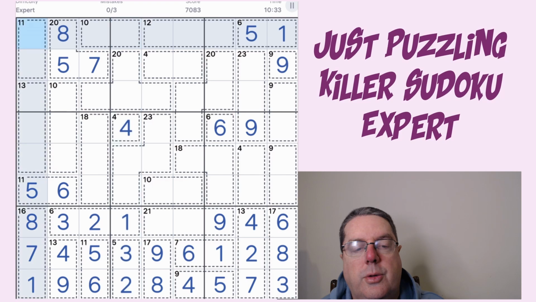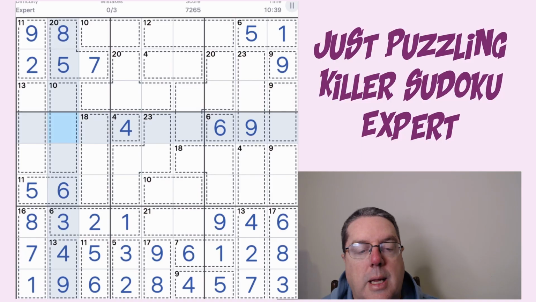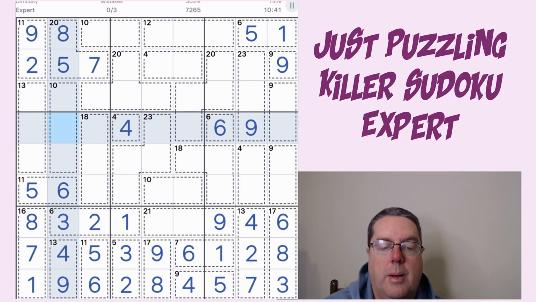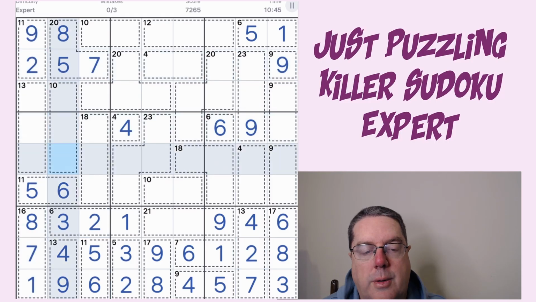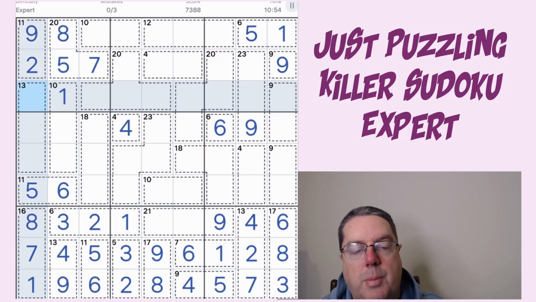5, 6. So this is 2 and 9. Because of that 9 there, that's a 9 there. And that's a 2. 2 is going to be in here. That leaves me an 8, which is 1, 7, 2. So 7 and 1 is there. So 7 and 2 is there. So that's going to be the 1. 2 and 7. This is 3 and 4, which means that this has got to be a 6.